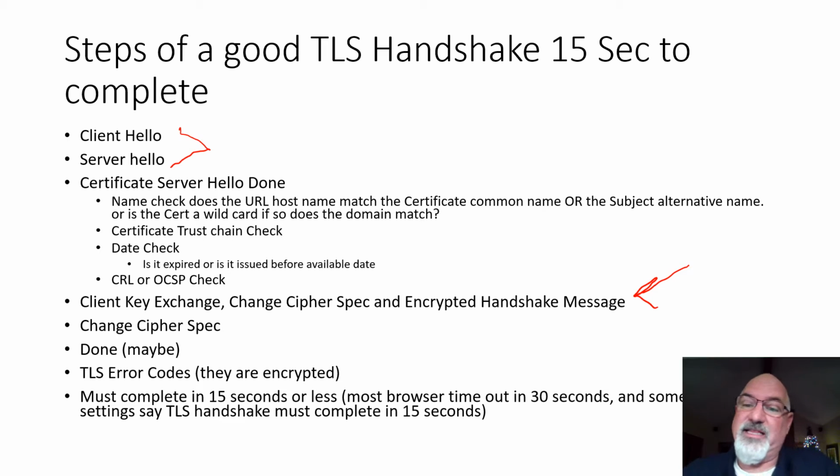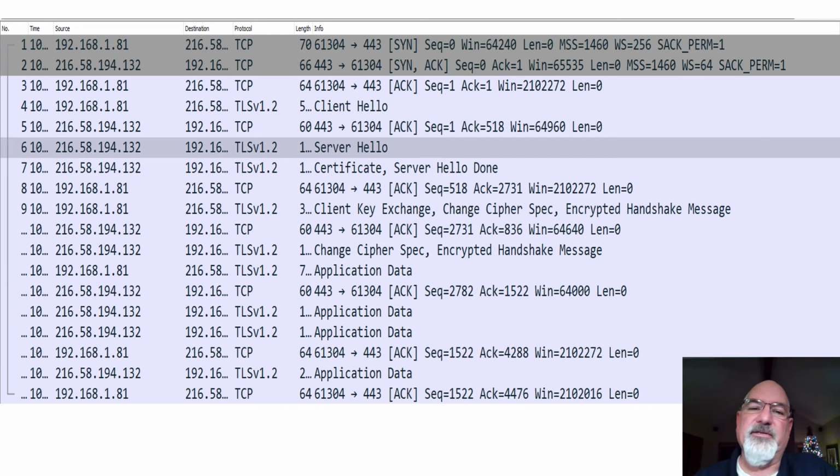Interesting thing is there's TLS codes that are available, but guess what? They're encrypted, so you don't even get to see what the failure is if it fails. Kind of scary. Makes it difficult to troubleshoot. Must complete in 15 seconds or less. Most browsers time out in 30 seconds. That handshake really is important to understand and know that it can be the cause of why applications don't connect up or failures along the way. So it's important to be able to understand this process.